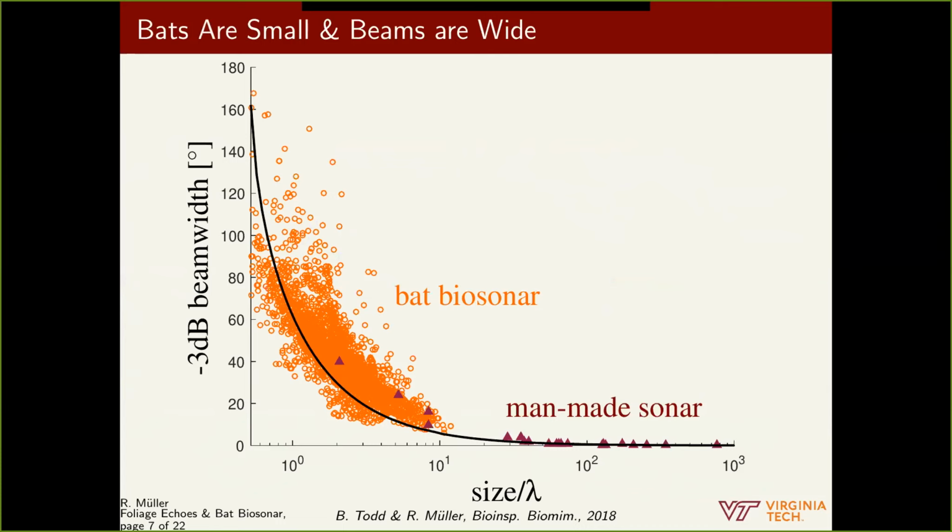So bats are really not that much bigger than the wavelength, at best about a factor of 10. A bat ear or bat nose leaf is at best 10 times the wavelength that the bat uses, whereas even a commercial sonar is 100 times larger than the wavelength that it operates on. So why is that an issue?